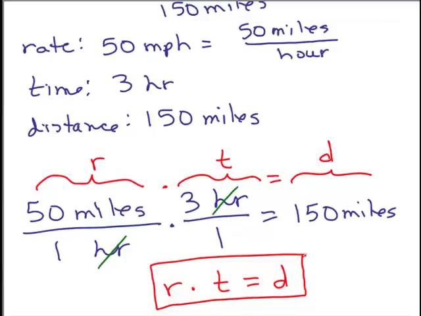Now, the time must be the same unit. So if you're talking about miles per hour, your time has to be given in hours. If you're talking about something like feet per second, then your time would have to be in seconds, etc. So we want to be consistent here.